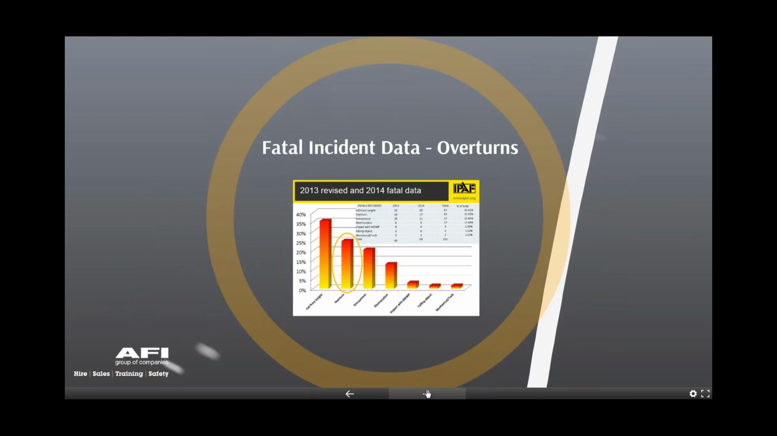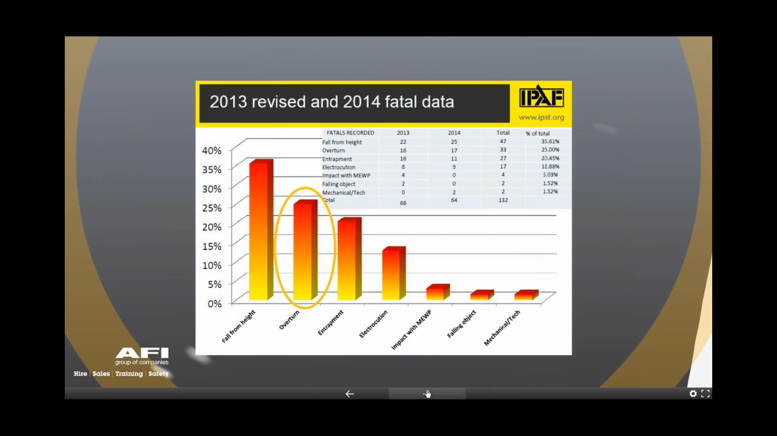So some fatal incident data then. Overturns. As you can see on the slide, we've got quite a sufficient number of incidents with overturns. If I just zoom in a wee bit more on 2013 and 2014, you can see in 2013 we had 16 overturns, and in 2014 we had 17 overturns, a total of 33. So we're not that far away from the biggest issue in MEWPs and for fatals, which is falls from height.